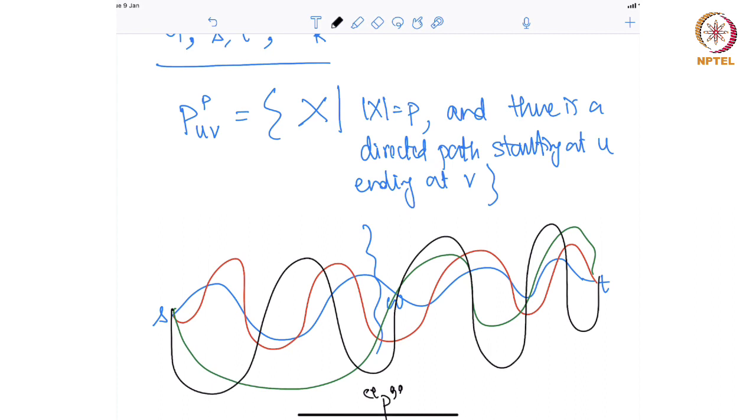We do not care about what route internally they take, but all I care about is that if I start from S and I fix some vertex, what are the subsets of vertices which could take me from S to W by a path. So, this is how P_{UVX} is defined.